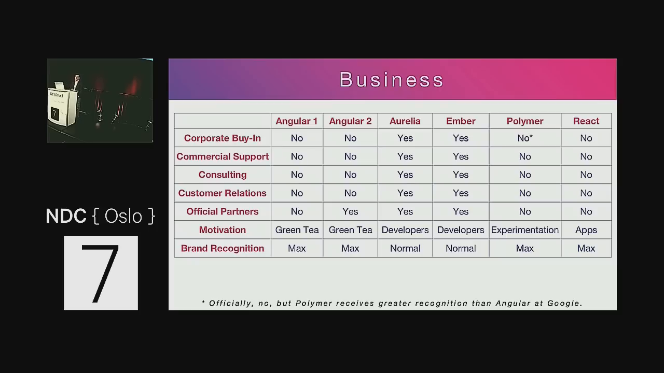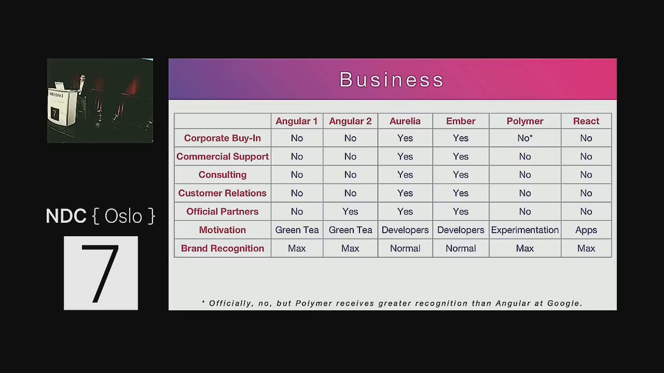Can you get commercial support? Well, again, it's only for Aurelia and Ember. Can you get consulting directly from the people that built this, directly from the companies that build these things? Well, only for Aurelia and Ember. Are there official customer relationships? Again, for both versions of Angular and React, there's no product there. There's no official customer relationship. That infrastructure does not exist. Again, it does for Aurelia and Ember. Same thing goes with official partners for the most part. Angular 2 has a couple.